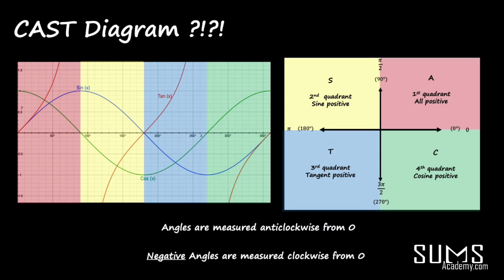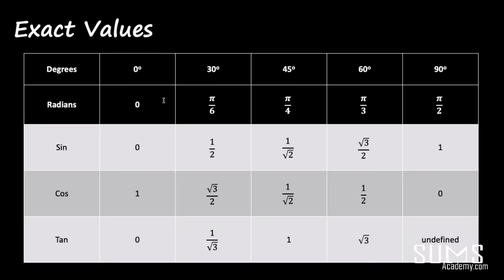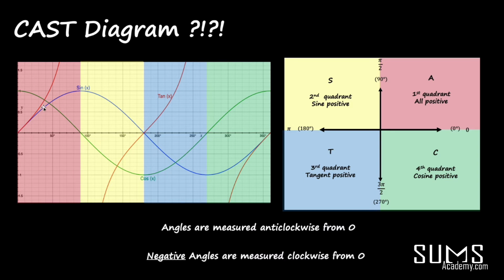So basically, what is the CAST diagram? Well, it's a way for you to know what value you're going to get for each angle. In our previous lesson we looked at all these angles, but we're only covering 30, 60, 45, 90. What about these angles that are not in this first quadrant here? They don't all fall in here.